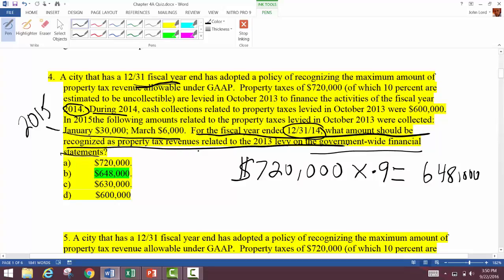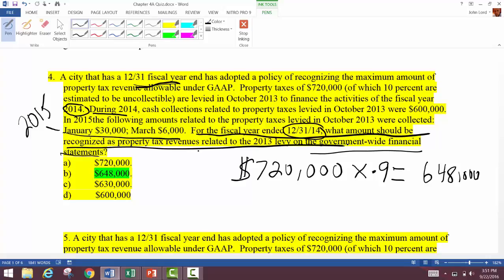So we mail the tax bills out in what? That's what we mean by levy. We mail it out in 2013, but it is to finance what? 2014 activities, right? Okay. And so then we come down and what? In 2015, the following amounts related to the 2013 levy were collected, and we have January 2015, 30,000, March 2015, 6,000. Now remember, when we're using our modified accrual, we have our full accrual, right?